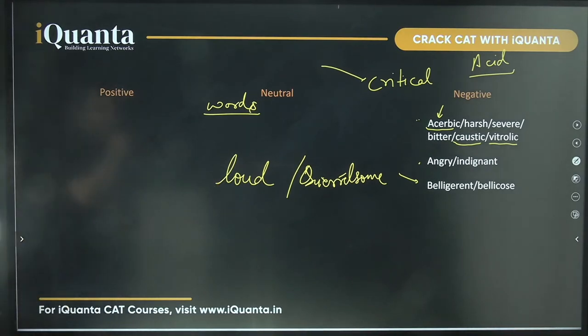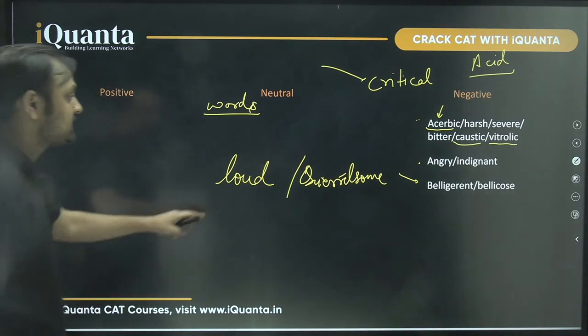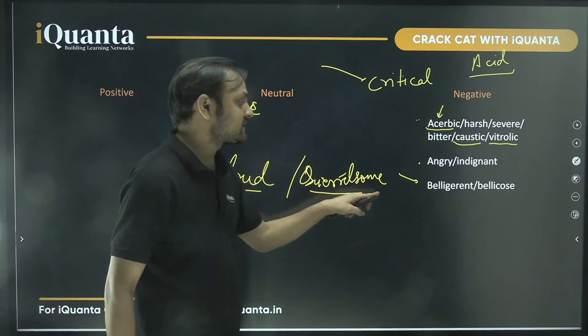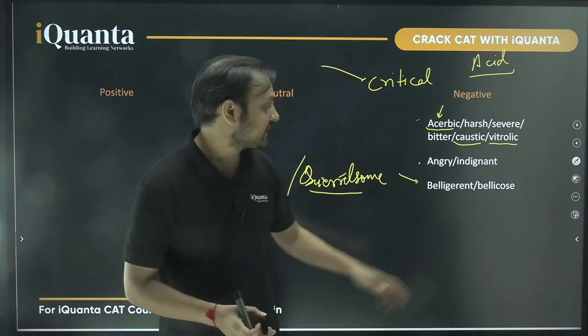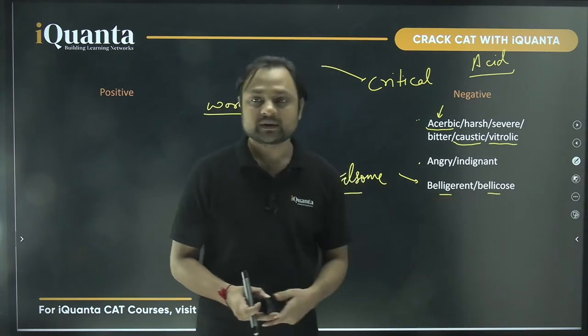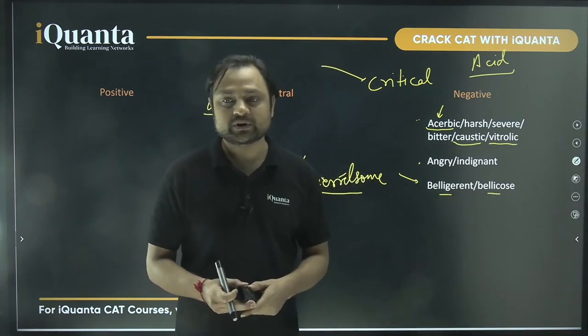But you need to reach that level when you can see that these words have been shouted on the paper. They are not written. These words are not written on the paper. They have been shouted on the paper. The author is being very loud. He is being very quarrelsome. That kind of style of talking or writing is called belligerent or bellicose. And in that case, the author is going to be very loud.